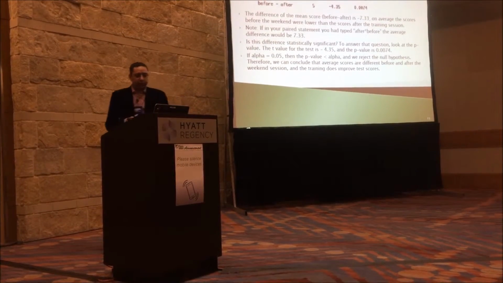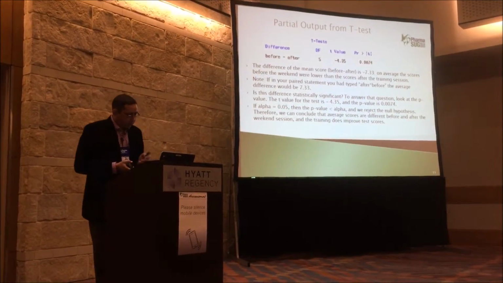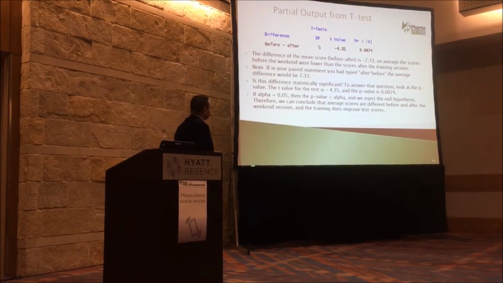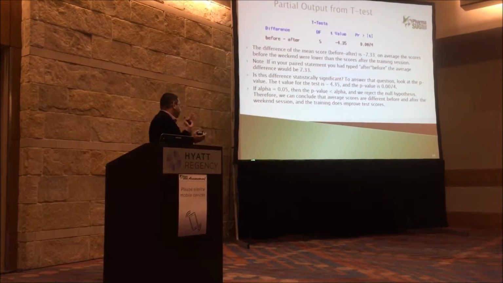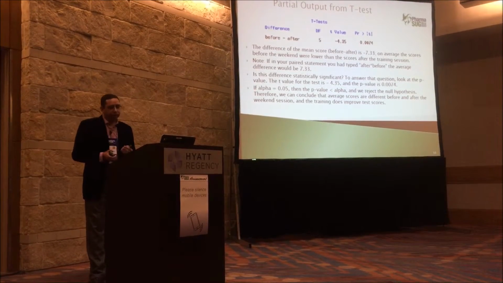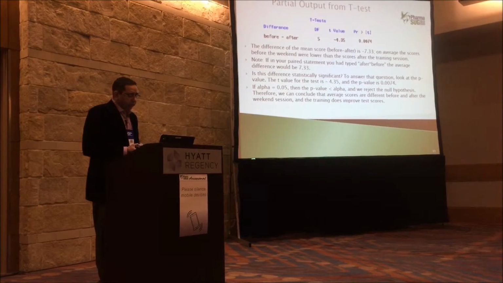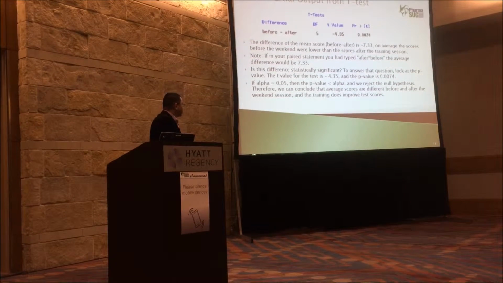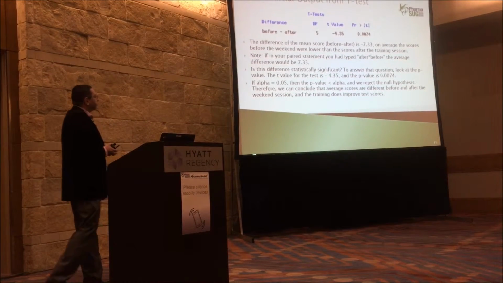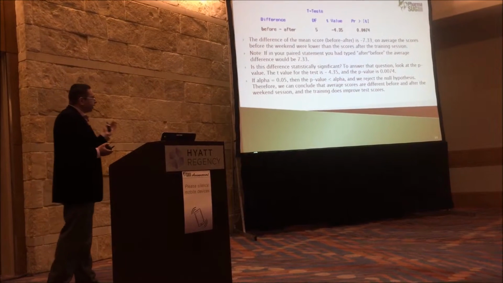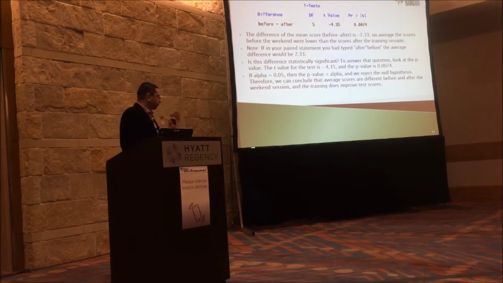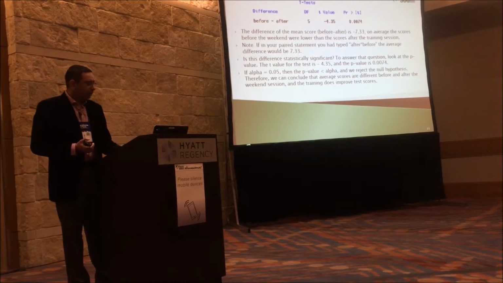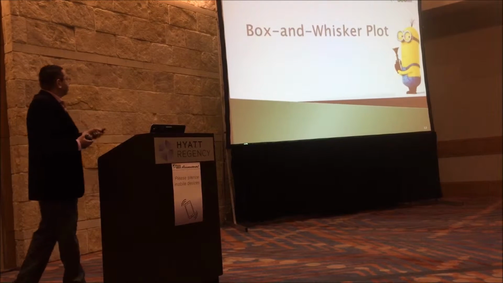Well, that's where our p-value comes in. We see the p-value is 0.0074, and let's assume that alpha was 0.05, which means definitely that we can reject the null hypothesis since the p-value is less than the alpha value, and our alternate hypothesis is true, that the weekend class does help students. Moving on to the next slide.